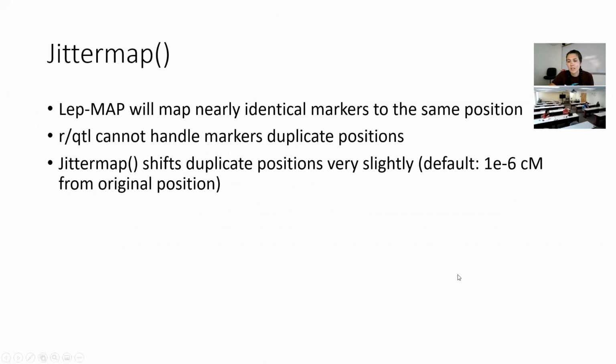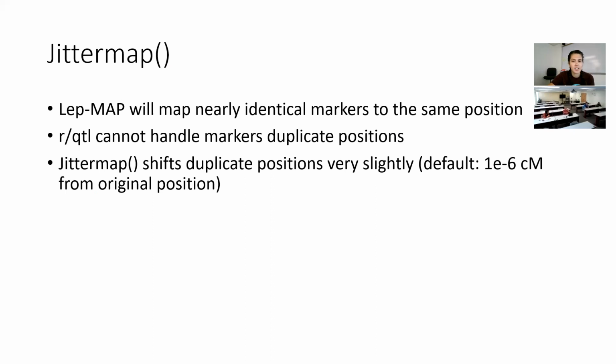Okay, so on to the second function that can be used. Jitter map isn't always necessary for people whose pipeline looks different from ours, but since our map comes from LepMap, how LepMap handles markers that are really close together and nearly identical in their genotypes, it will often collapse those markers to the exact same centimorgan position. And so you might have two markers that are both at like 1.15 centimorgans.